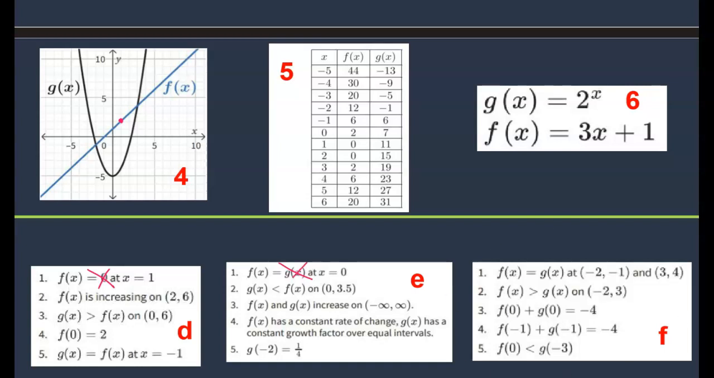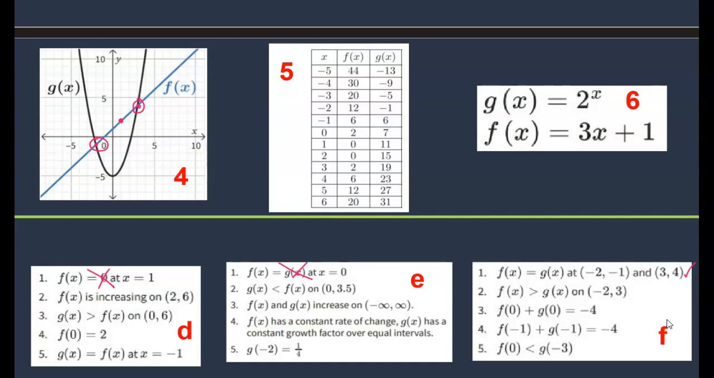The only one we have left is F. So let's check one of these. F of x equals g of x at -2, -1, and 3, 4. So we're looking for two places where these intersect now. Well, looks like we have an intersection right here and an intersection right here. Do those points match? -2, -1. Yeah, that one matches right there. And then 3, 4. 1, 2, 3, 1, 2, 3, 4. Yeah, that one matches as well. Okay, so that looks like it checks out.